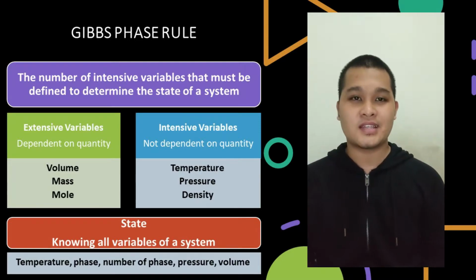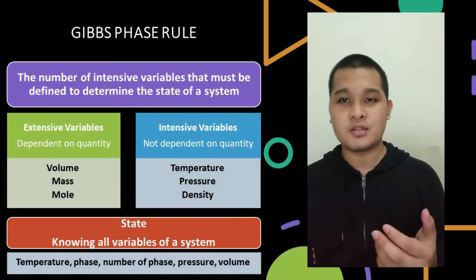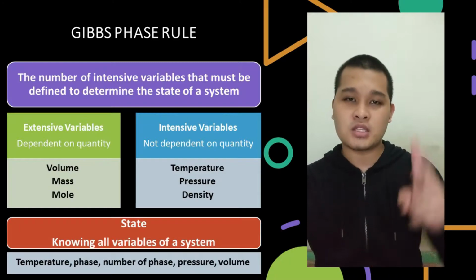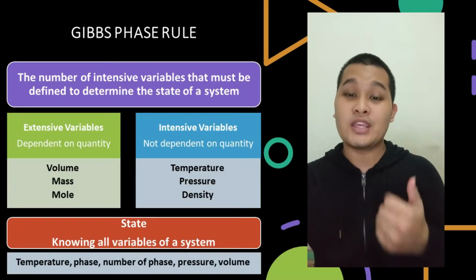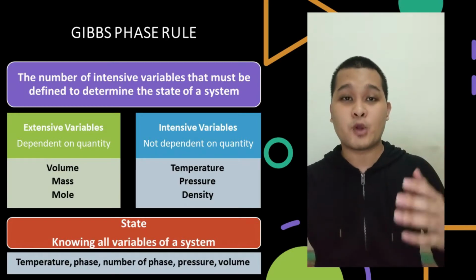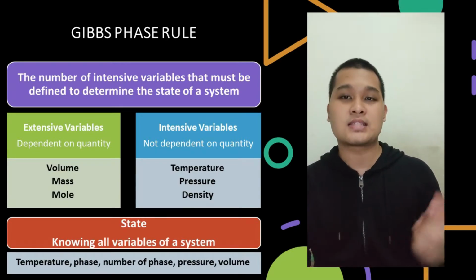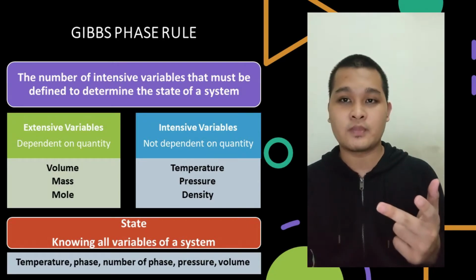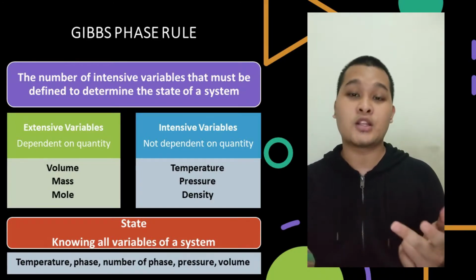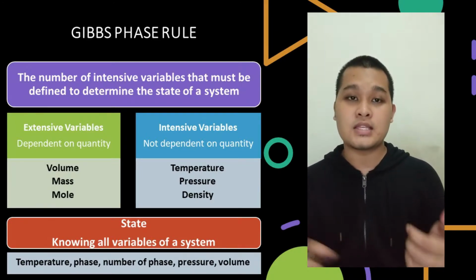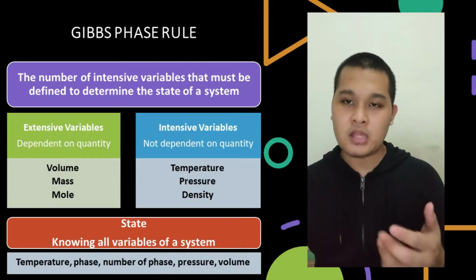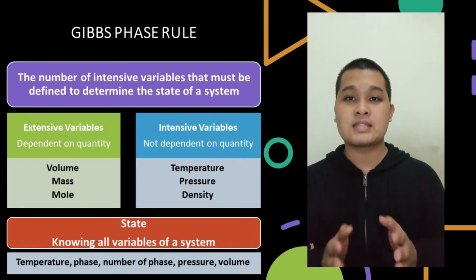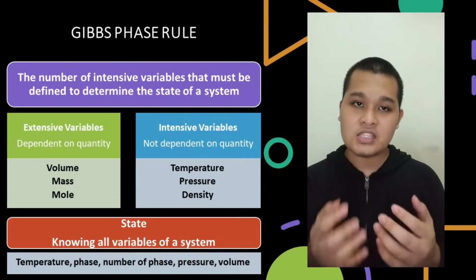Alright, so basically, the Gibbs phase rule is the number of intensive variables that must be defined to determine the state of a system. What it means is that variables come in two kinds, extensive or intensive variables. A variable is basically a property of a system. Let's say I have a glass of water, so from there I can know the volume, the mass, and the number of moles of the water. These are the extensive variables. They depend on the quantity of that system. Another one is intensive variables, which do not depend on the quantity of that system, such as temperature, pressure, and also density. Hence, the Gibbs phase rule only works on intensive variables.